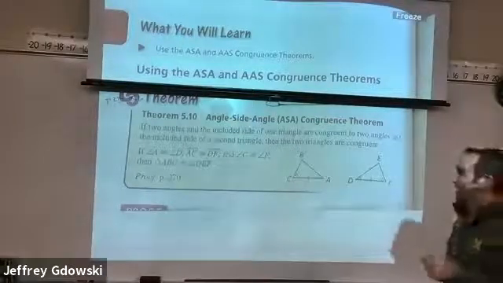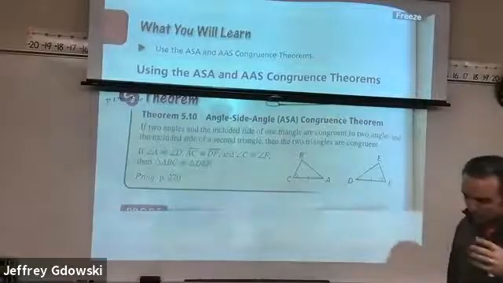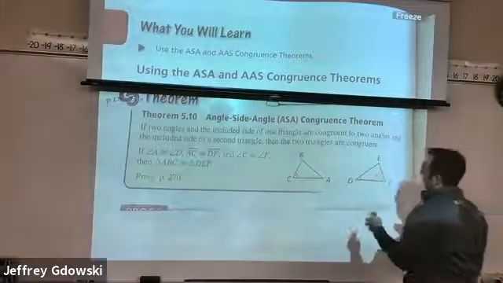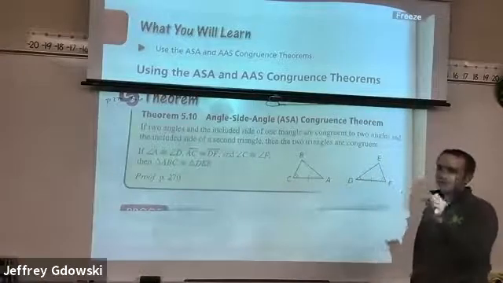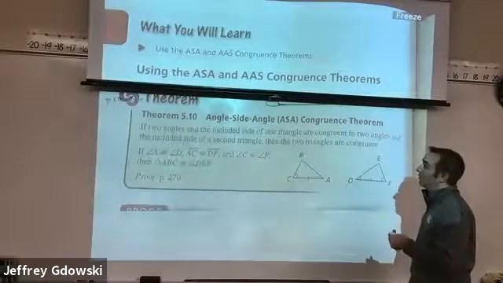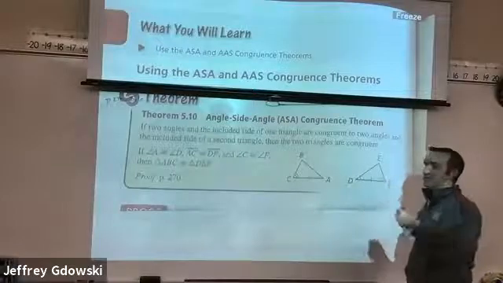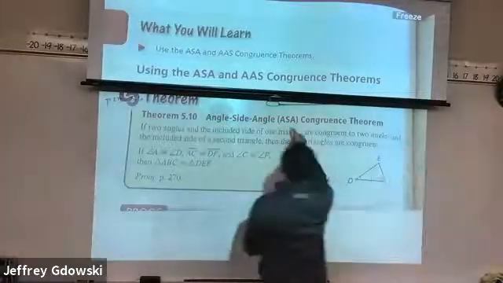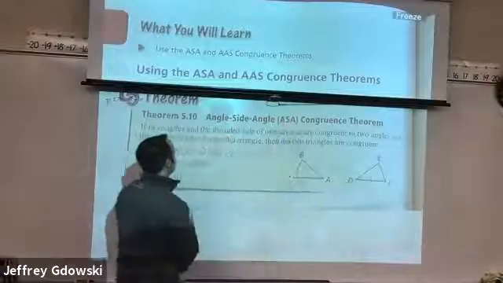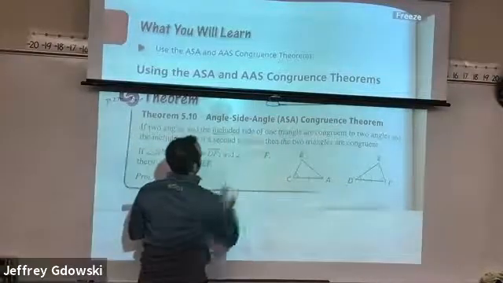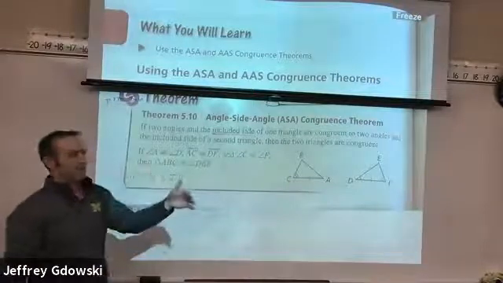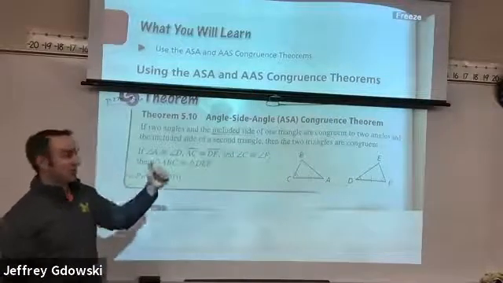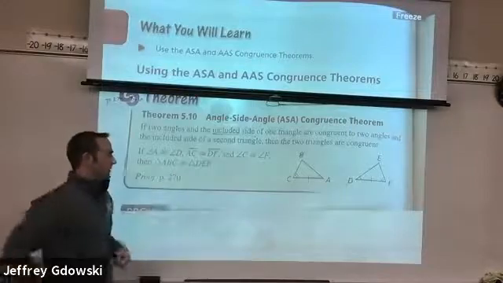All right, ASA. And remember, you need to read that going around the figure. We talked about that with SAS, where the A had to be the included angle. Well, now it needs to be the included side, because the S is in between the 2 A's. So it needs to be an angle, then a side, then an angle right away. Angle, side, angle. And you see it in the picture there.